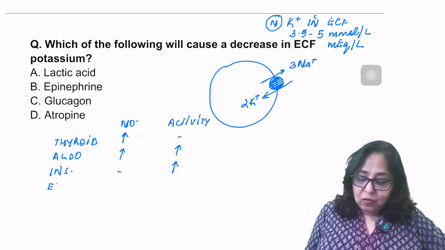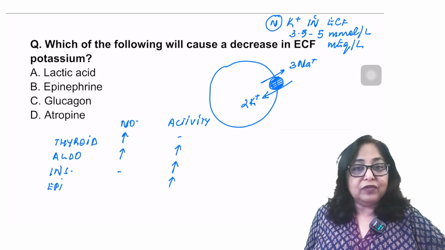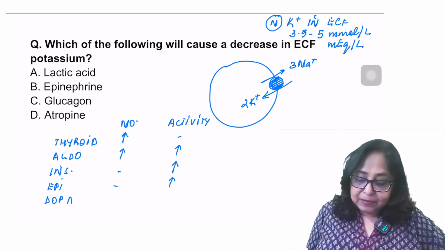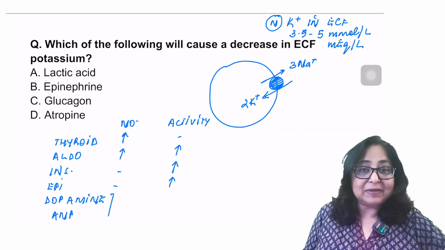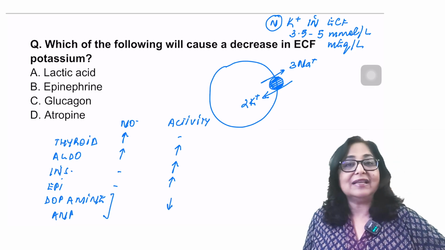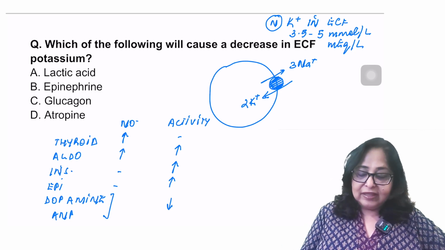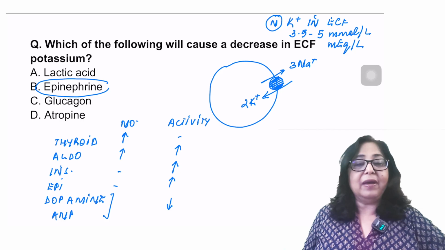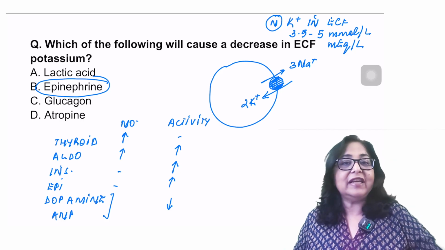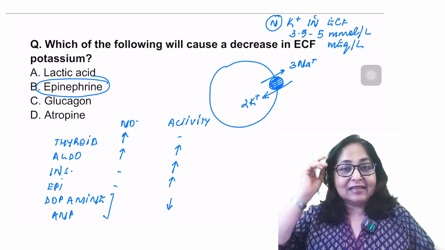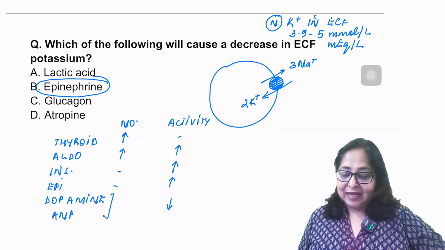Epinephrine. Epinephrine also increases the activity of the sodium-potassium ATPase pump. Dopamine and ANP, atrial natriuretic peptide, are 2 hormones that will reduce the pump activity. So the answer here out of all these is going to be epinephrine. Epinephrine increases pump activity, causes potassium to move into the cells, and decreases the ECF potassium.